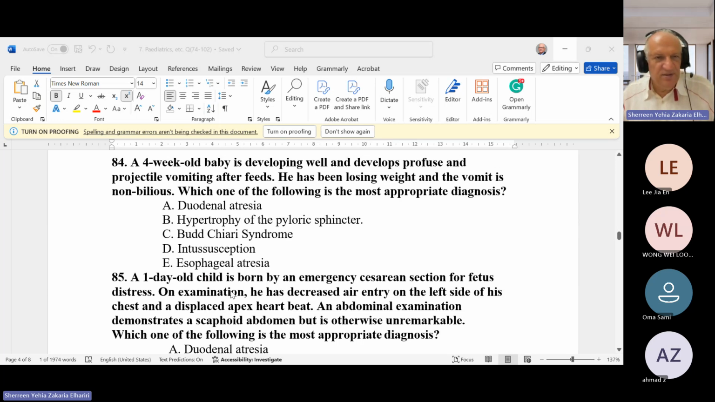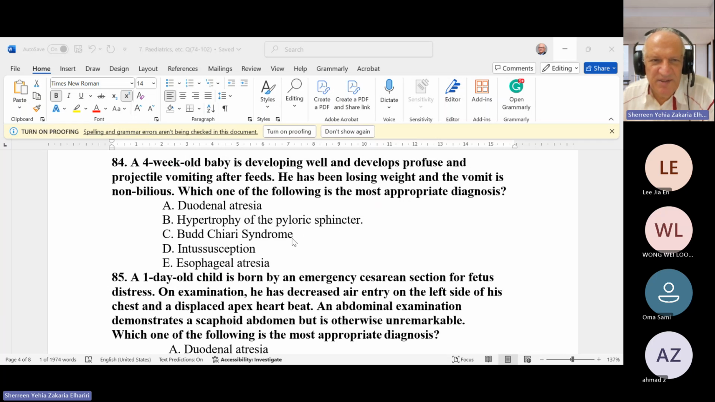Back again. A 4-week-old baby, previously developing well, developed profuse and projectile vomiting after feeds, has been losing weight, and the vomiting is non-bilious. Which of the following is the most appropriate diagnosis? Here it is non-bilious. Of course duodenal atresia can cause it, but the common cause is hypertrophic pyloric stenosis, because that is the common presentation.